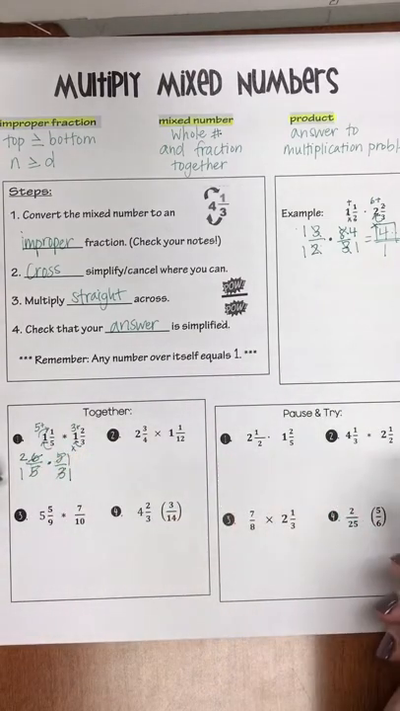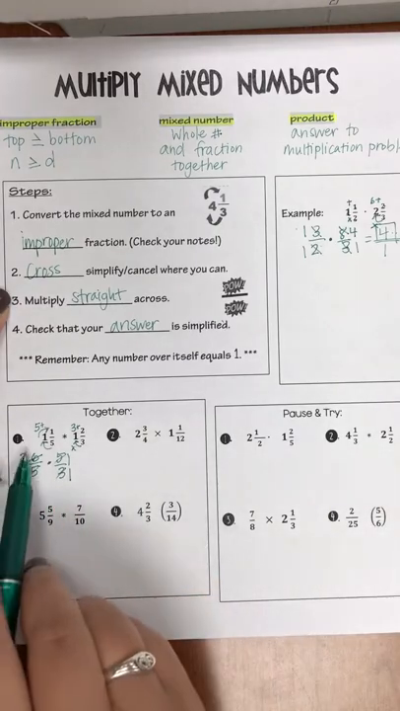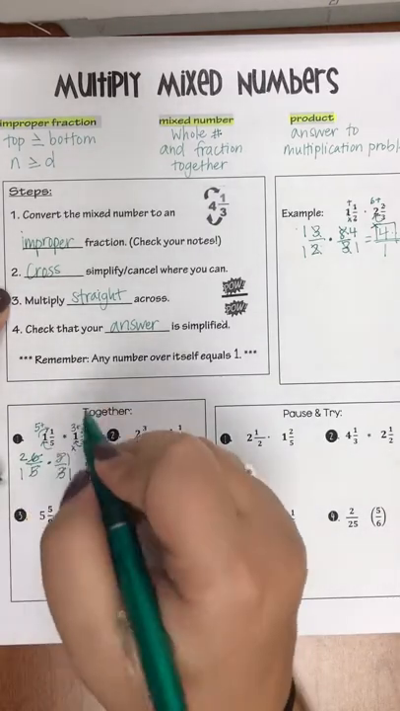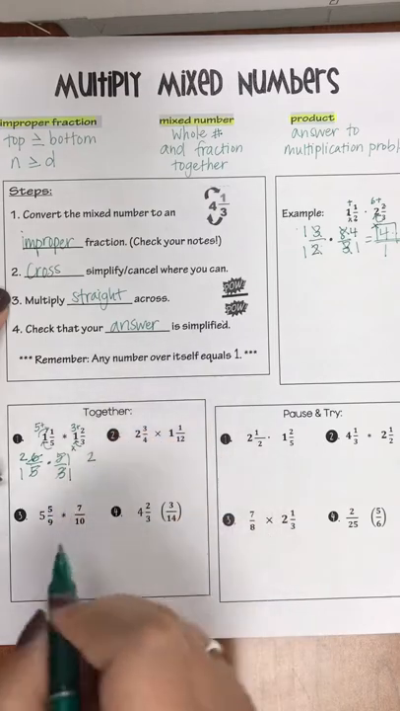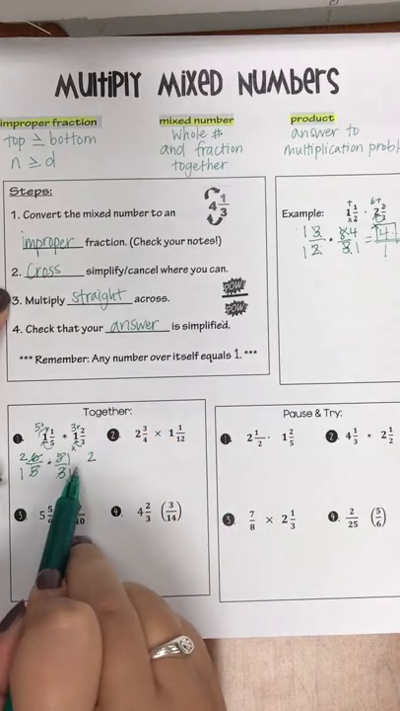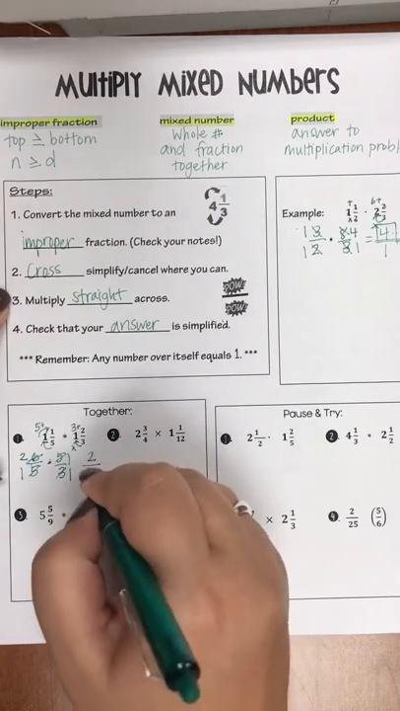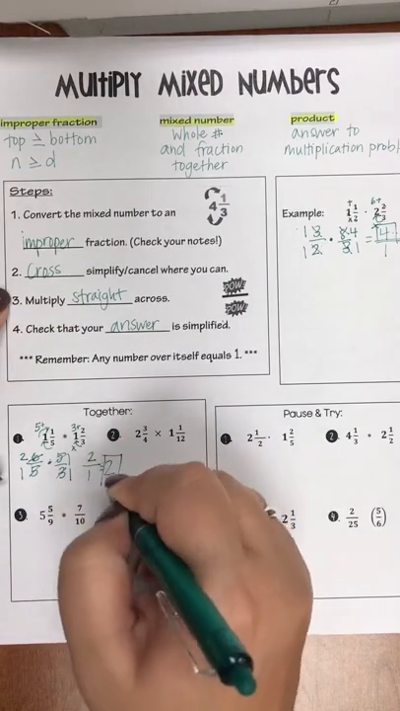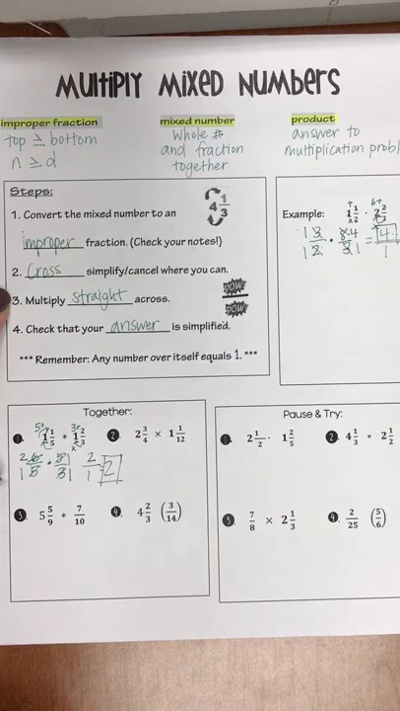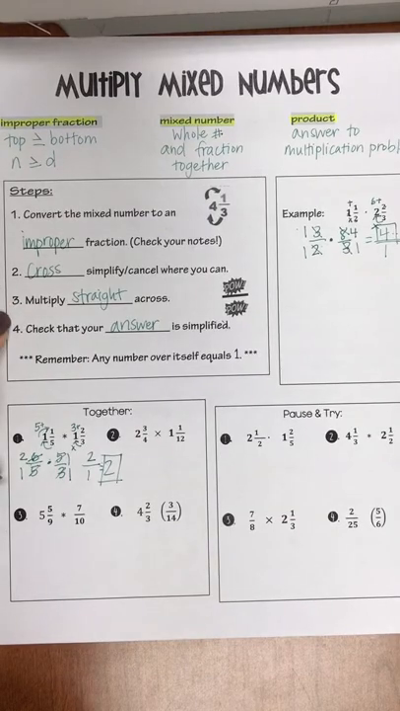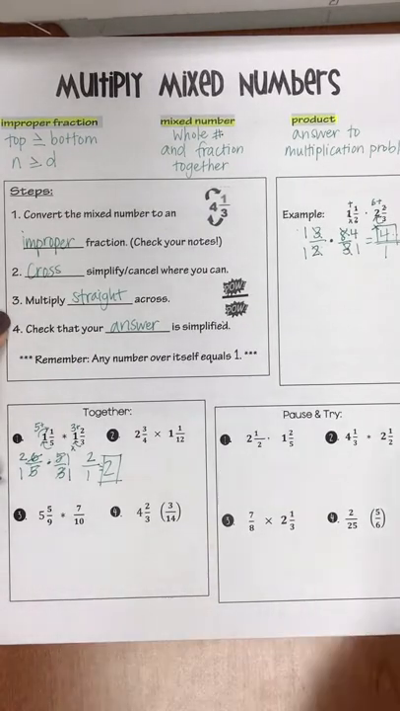Okay, step number 3, multiply straight across. 2 times 1 equals 2. And then I have 1 times 1. Now I could write that over 1, but I know that 2 over 1 equals 2. That is my simplified answer.